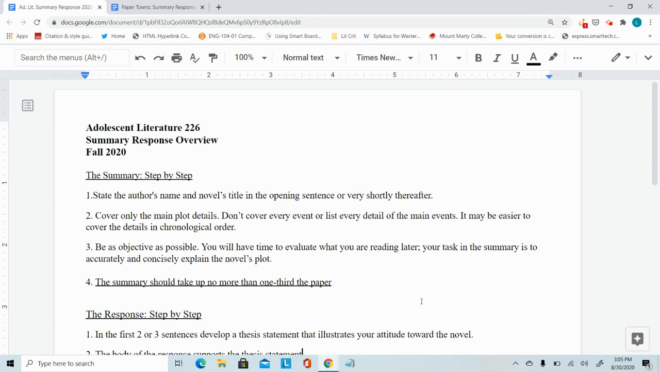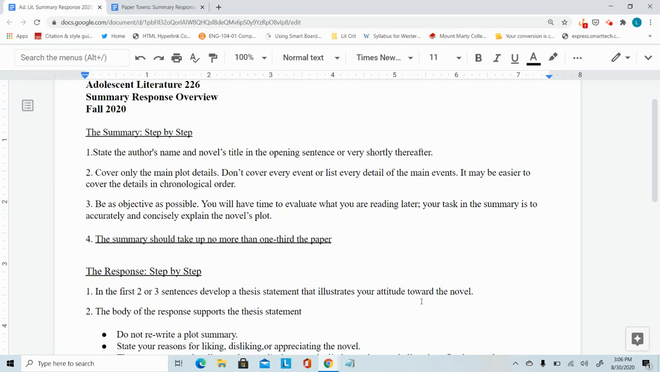Today, I want to talk about the summary response paper that you'll be writing for Paper Towns and several other novels throughout the course of the semester. I want to begin with kind of a quick overview, and then I want to talk about Paper Towns and give you some things to think about and perhaps some specifics from that novel as you think about writing the summary response paper. The summary response paper as a basic paper is just what it says. You summarize the novel's plot, and then you respond to what you think are the important things in the novel.